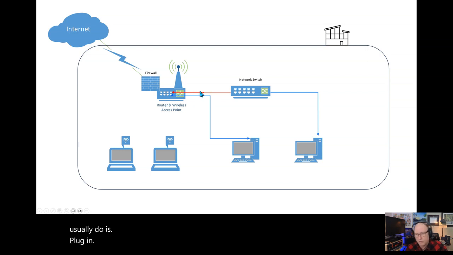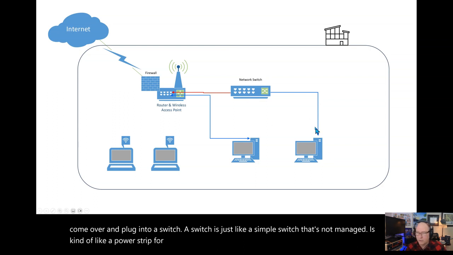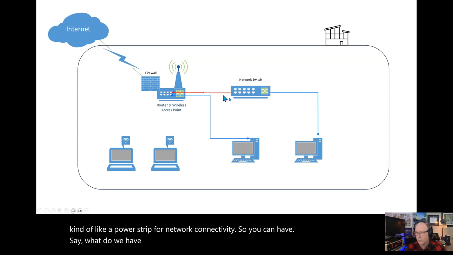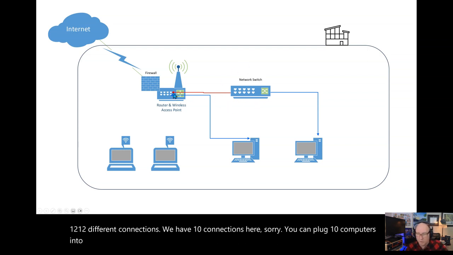But what you'll usually do is plug in a cable. I usually use a different colored cable if you have an option. That cable can come over and plug into a switch. A switch, a simple one that's not managed, is kind of like a power strip for network connectivity. So you could have, say, what do we have here? 10 connections here. You could plug 10 computers into this, and they'll all communicate to the router and get out to the internet using this switch. So that's a very common setup that you'll see.